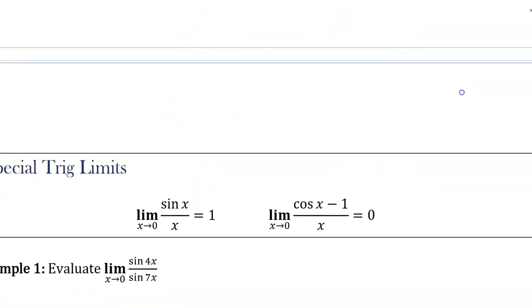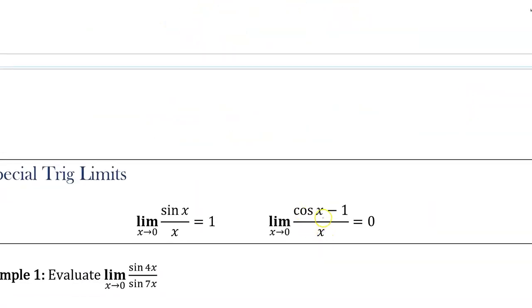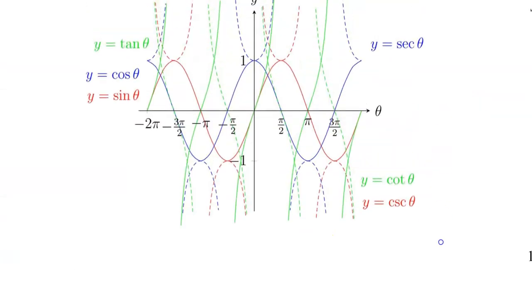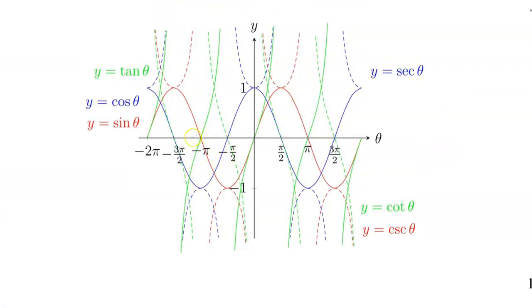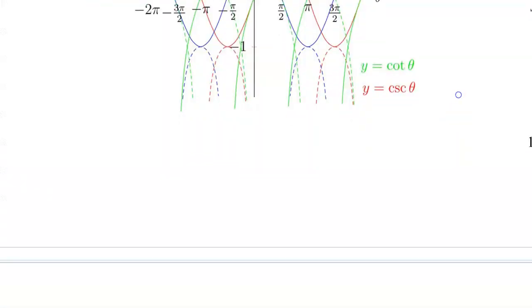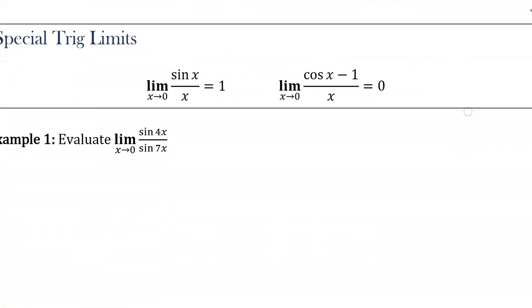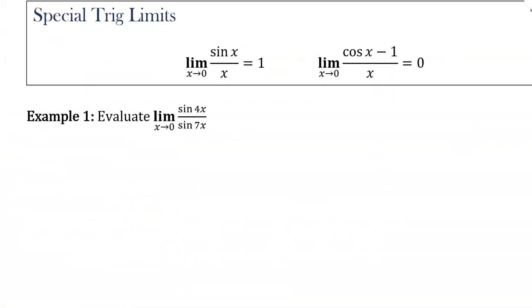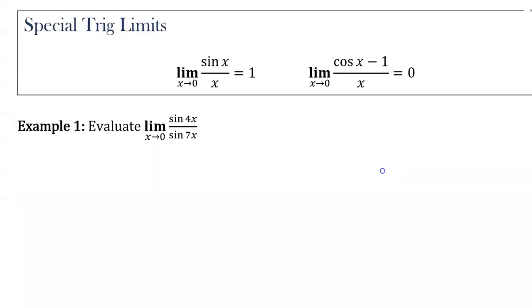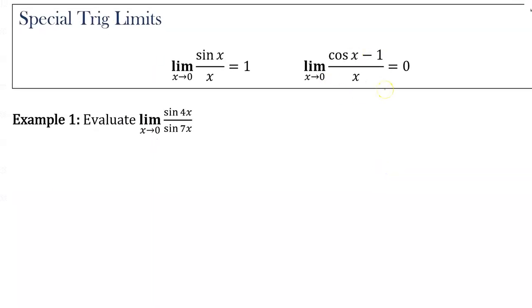And same thing with the cosine x minus 1. Cosine of x, the solid blue, is 1 as x approaches 0. But if we subtract 1 from that, it becomes 0. And then we would have 0 over 0. So once again, we can't work with it. So we have these special trig limits that we can work with instead.